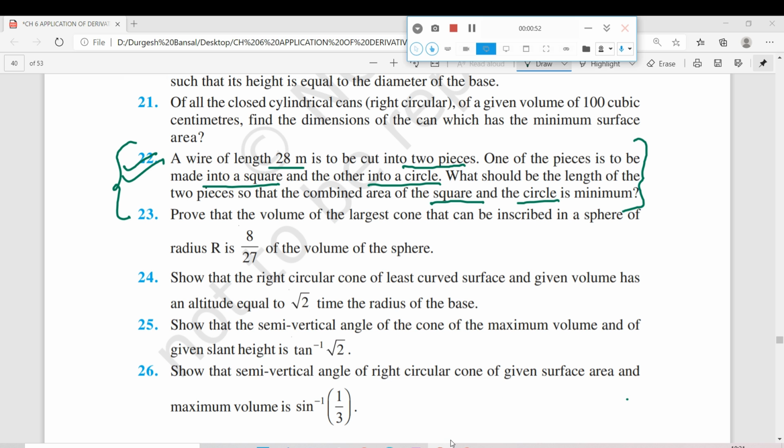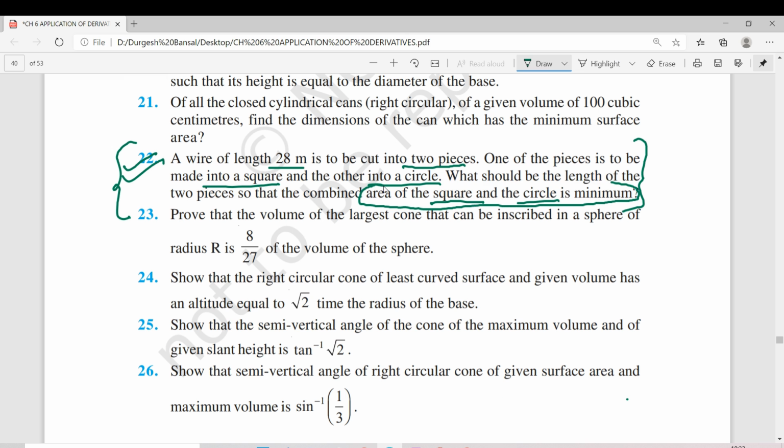Now while doing these word problems on maxima and minima, we have to see which quantity is going to be minimum or maximum, or which quantity is to be developed to become a function. So we can see that the combined area of the square and circle is going to be minimum. So we shall form a function which will contain the combined area of the square and the circle, and we have to find out what should be the length of each piece so that this area is minimum.